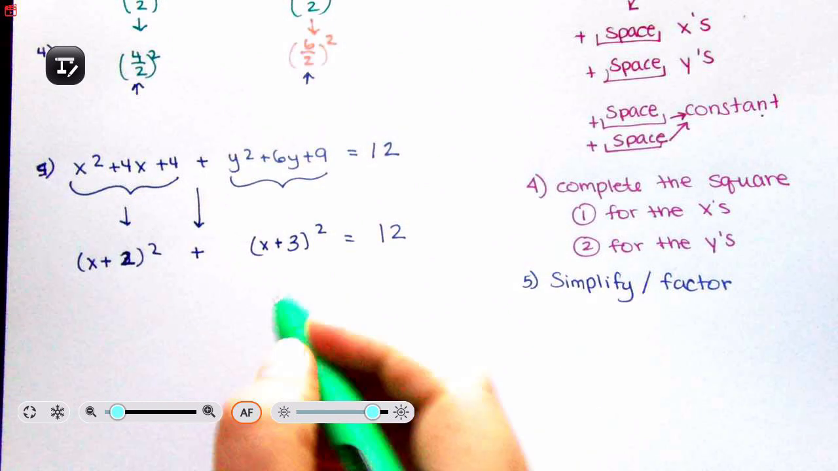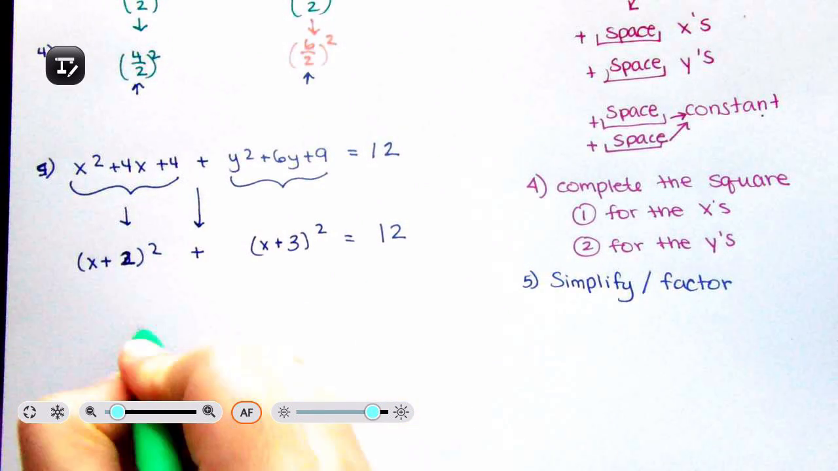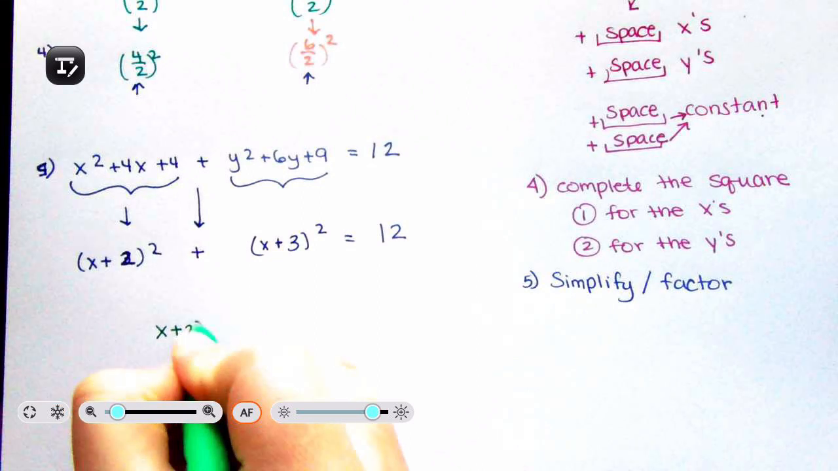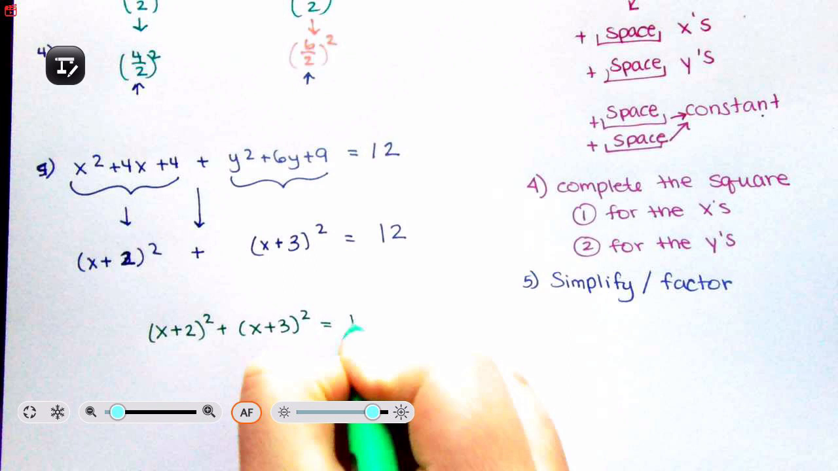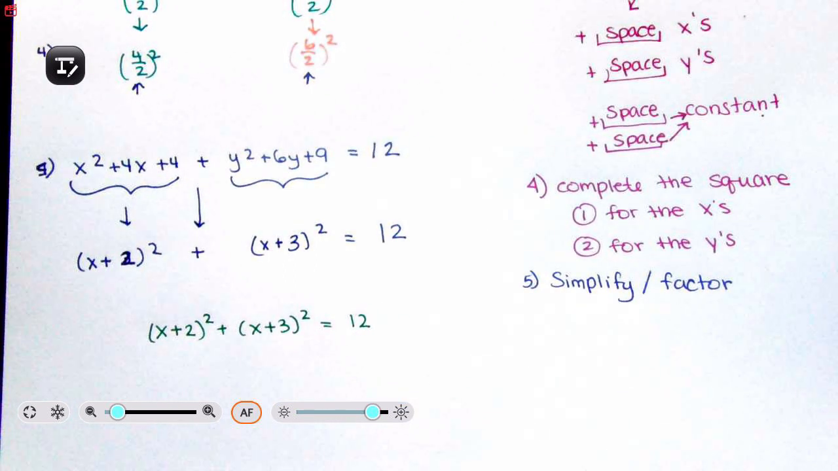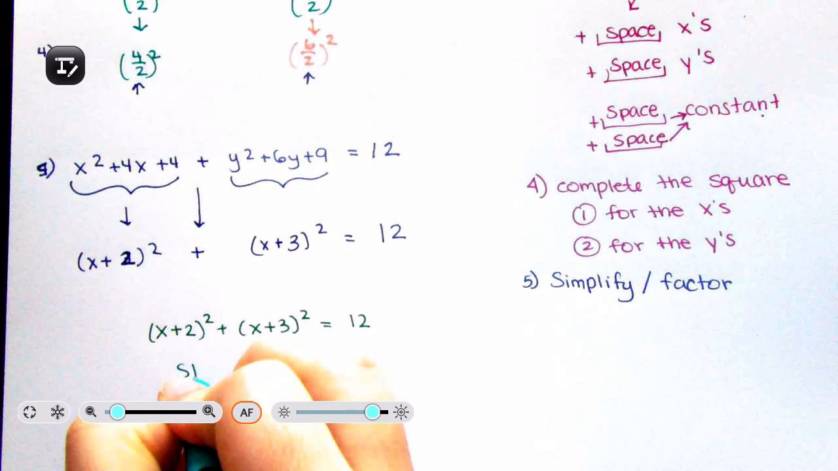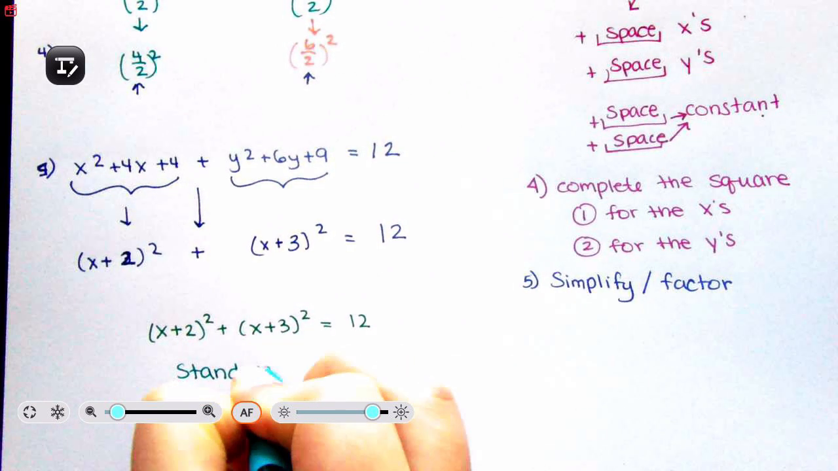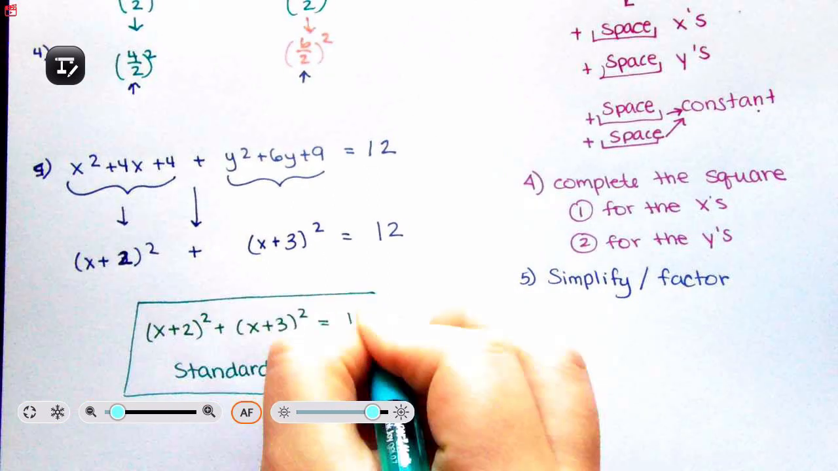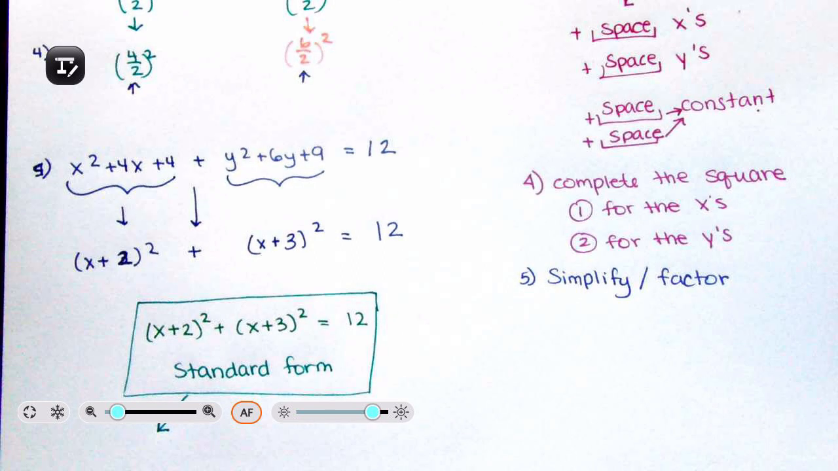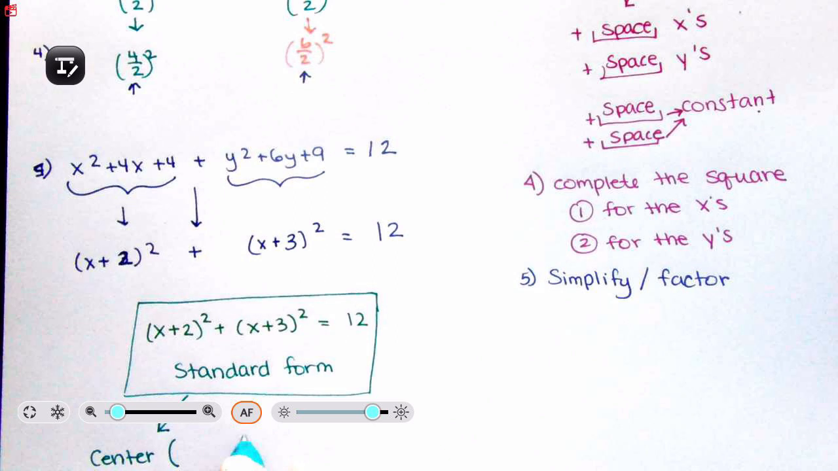All right. So what do we have? I'm going to rewrite this because this looks icky. So x plus 2 squared plus x plus 3 squared equals 12. And that's it, because we want our final answer in standard form, and here it is. And from our standard form, we can get our center, and then we can get our radius.